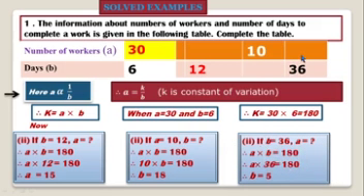Here for column number 4, if B is equal to 36, then we have to find out value of A. Therefore A multiplied by B is equal to 180, and therefore A multiplied by 36 is equal to 180, and therefore A is equal to 5.